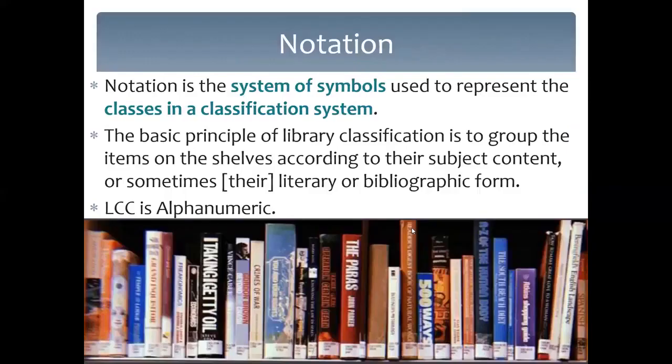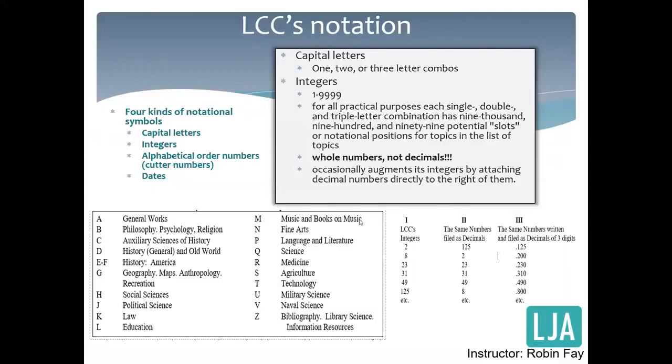But the basic principle of library classification is to group the items on the shelf according to their subject content. So that's primarily how we do it. Sometimes by literary or bibliographic form. Most of the time for libraries, it's going to be by subject. LCC is alphanumeric, which means it has both letters and numbers, and we'll look at that and talk about what those mean. So here are some examples, and we're going to talk a lot about these as we go through.